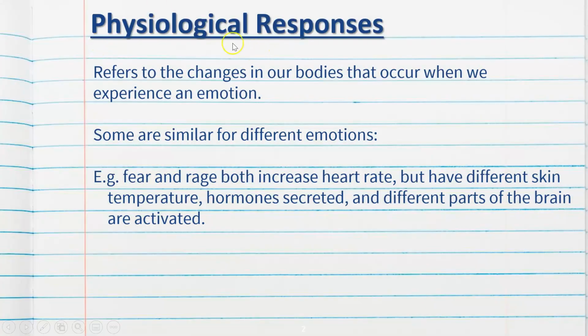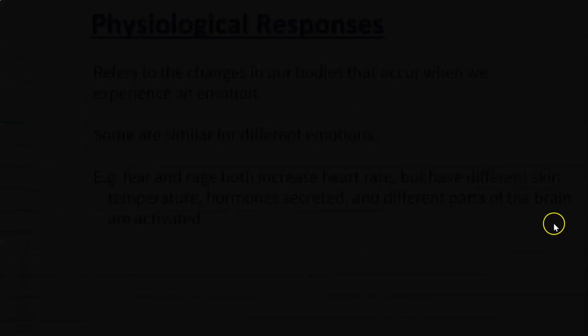Okay, so a quick recap. Our physiological responses refer to the changes in our bodies that occur when we experience an emotion. Some are similar for different emotions, however. I said this in a previous video. For example, fear and rage both have an increased heart rate, but they have different skin temperatures. When we're very, very angry or in a rage, our temperature will increase, whereas when we're terrified, our temperature will decrease. Different hormones are secreted and different parts of the brain are activated. So there are some similarities in terms of physiological responses for different emotions, and then there are obviously differences as well.